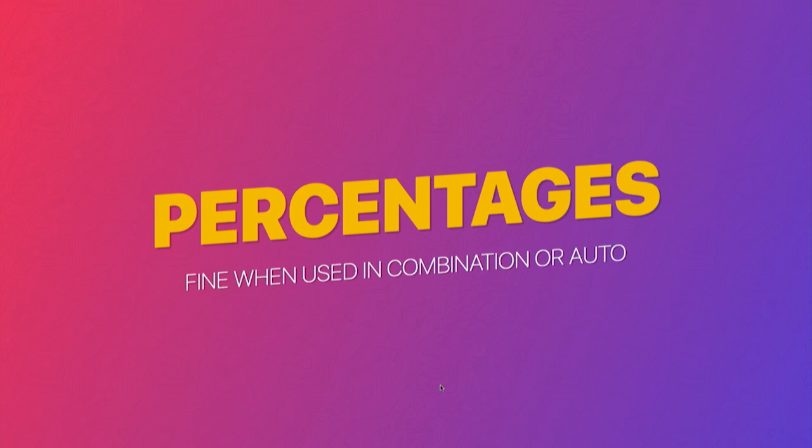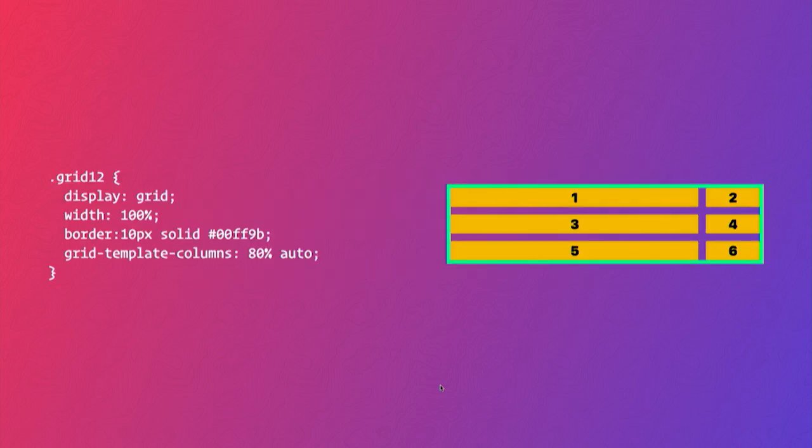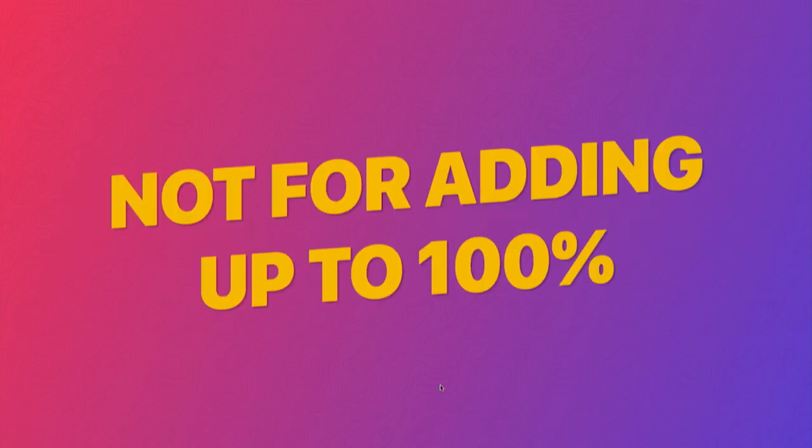That's kind of the first thing people reach for, because if you're coming from float left and you did your 80-20 float left and you add up to 100, you might be thinking, oh, I'll just use that in CSS Grid. And percentages are fine in CSS Grid when used in combination with a pixel value or the keyword called auto. So here, let's take a quick look. This is 80 auto. So that means the first column is going to be 80%, and then the other column will be auto. We'll just fill up the remaining space. And that's good. But it's not for adding up to 100%.